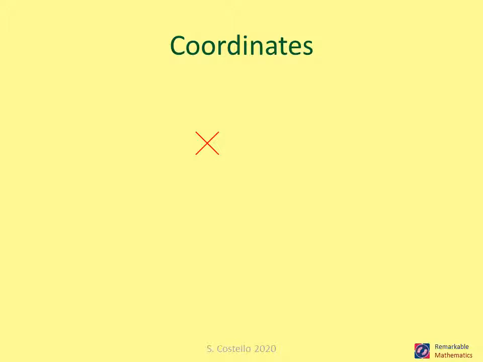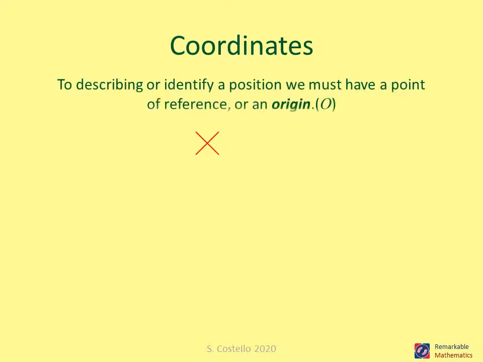So here we have a cross. Where is the cross? Could you describe the position of that? Well, to describe or identify a position we must have a point of reference or an origin. In geometry we generally mark that origin with the letter O.